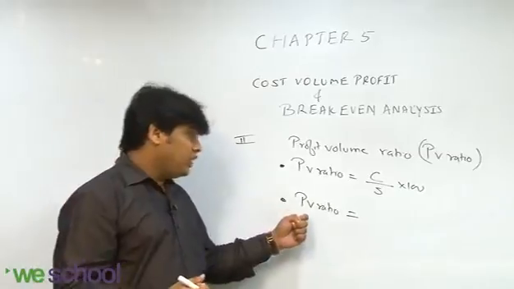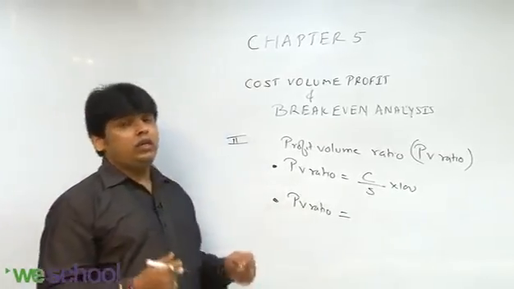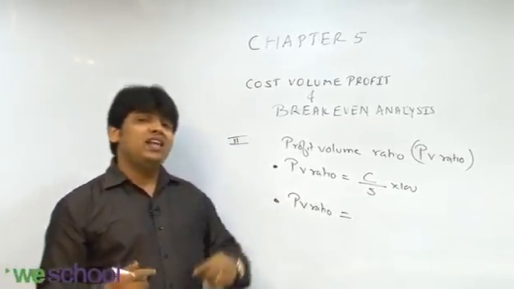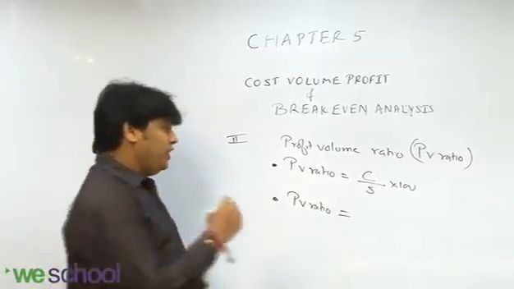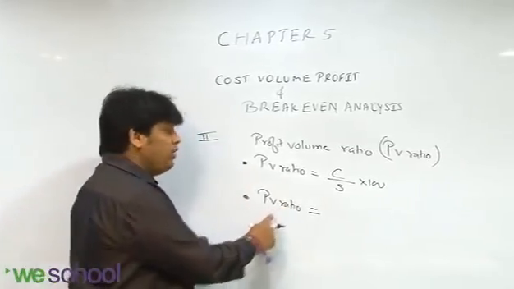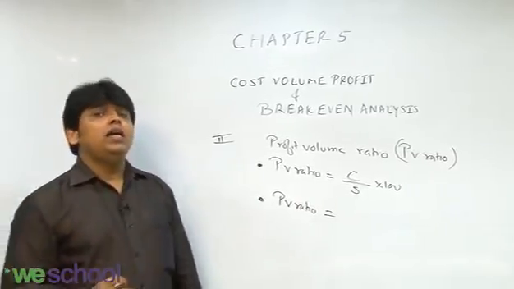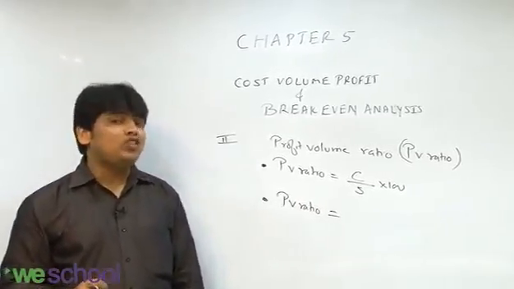The next formula is useful for the company when they are comparing 2 years' sales and 2 years' profit. With the help of that also they can find out PV ratio. PV ratio is nothing but a percentage of contribution on sales.